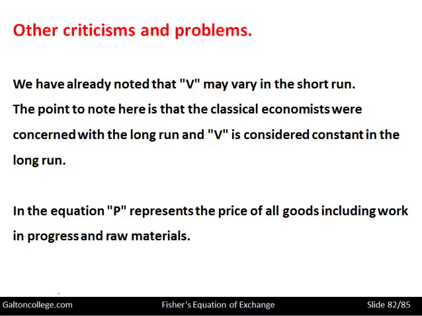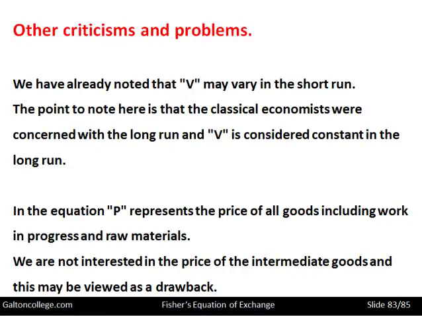In the equation, P represents the price of all goods, including work in progress and raw materials. And of course, what we want is to work out the inflation rate based on final goods and services, what we buy. We don't go to shops to buy raw materials or work in progress. We go to buy the final product, and that's what we're interested in. So we're not really that interested in intermediate goods, and that's a drawback of the equation.